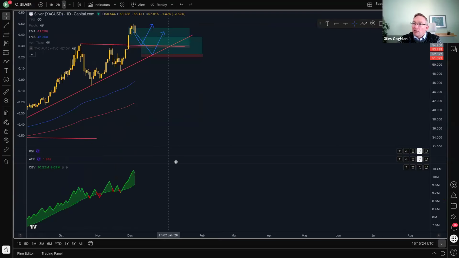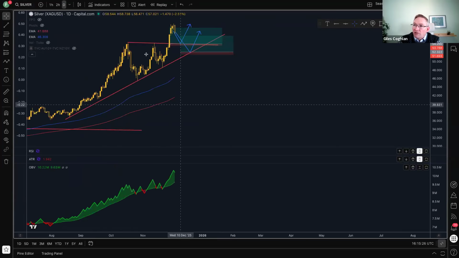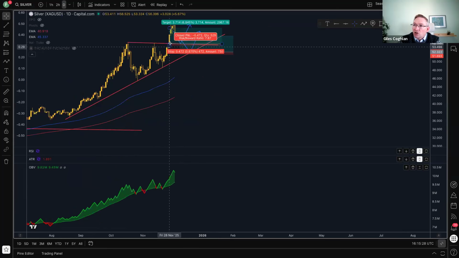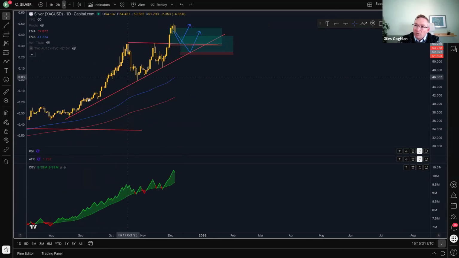Right. So that's silver. So there's the relevant trend line there. One touch, two touch, looking for a bounce from that level. And here's the trend line as a continuation. Use on balance volume to validate breakouts.